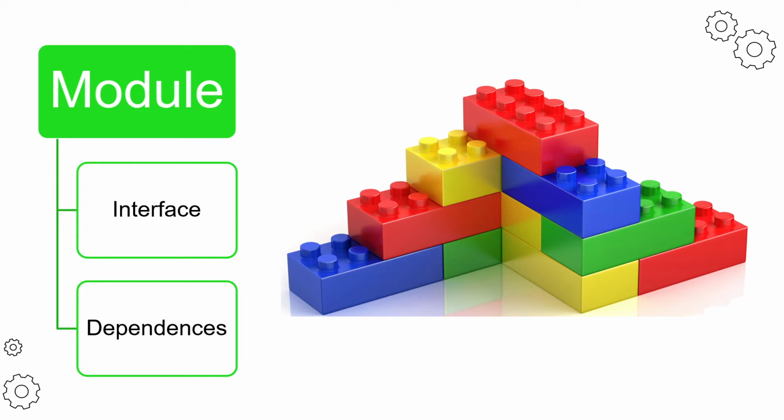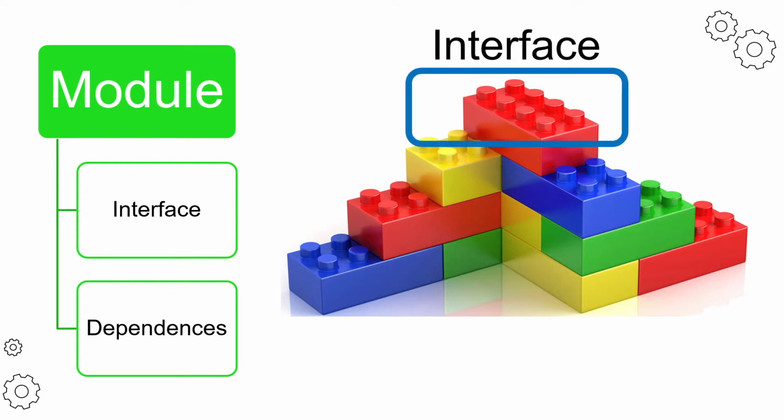And then in this block of code, you would have something we call an interface, which is how you interact with other modules or other code. It's like the connection between your code and other code. In the Lego example, it's the stud on top of a Lego, because that's where you connect other blocks, right?